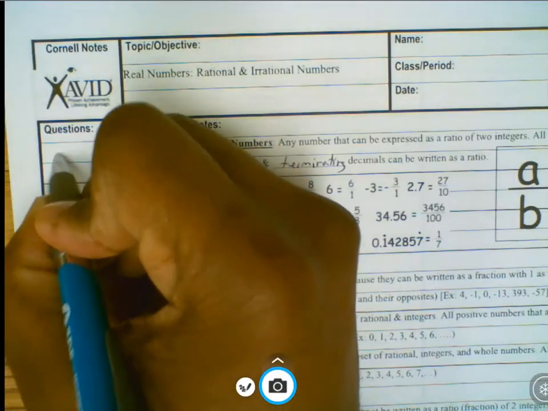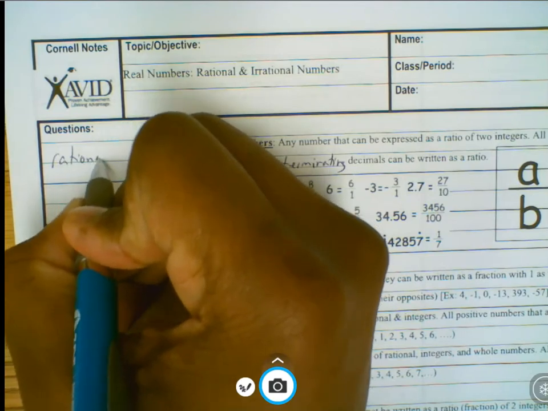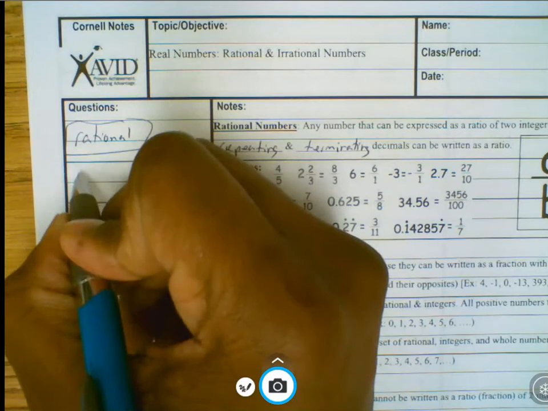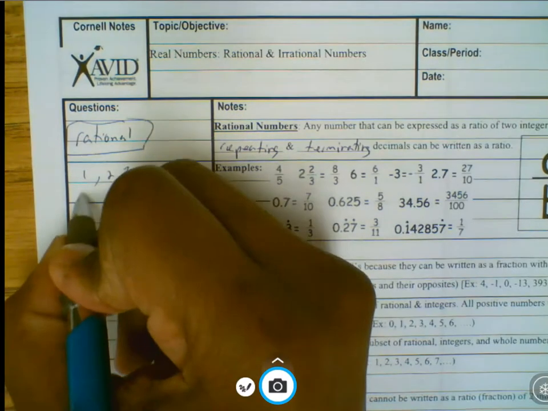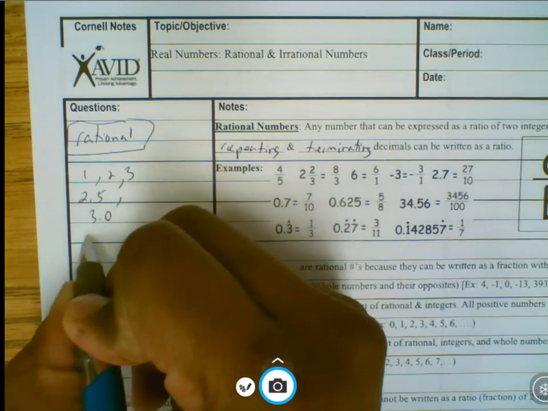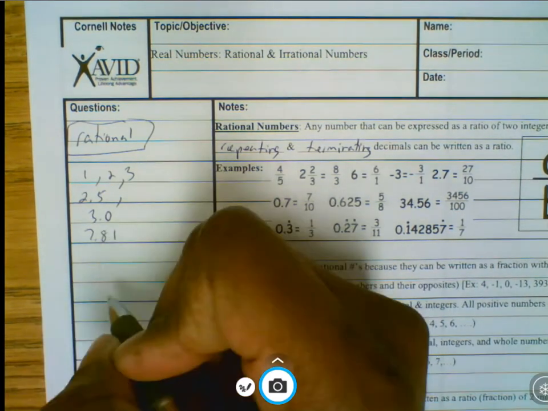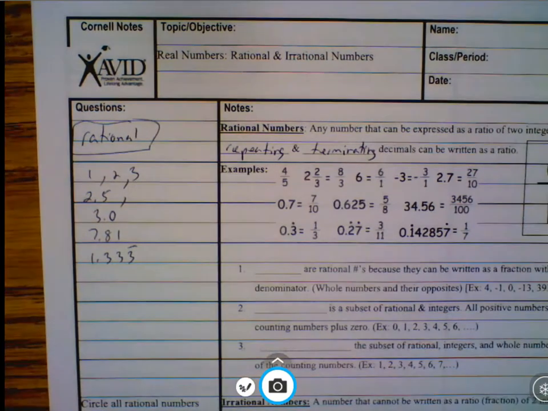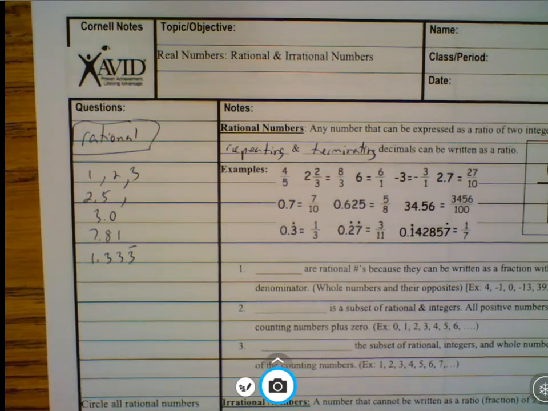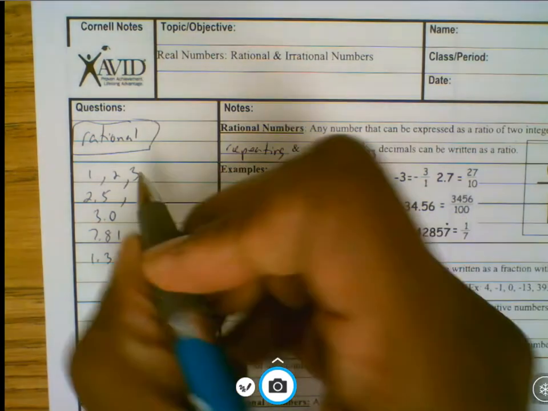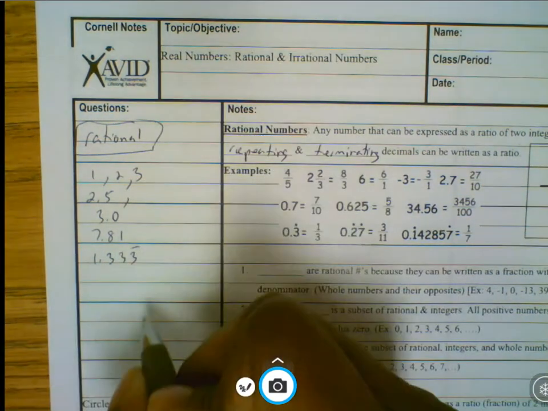Basically, if I thought about rational numbers, it's really pretty much all the numbers you can think of, with the exception of the special ones. So rational numbers are 1, 2, 3, 2.5, 3.0, 7.81, 1.333 repeating. All those numbers are rational numbers. The reason why is you can write all of them as a fraction. You can write any one of these numbers as some fraction.